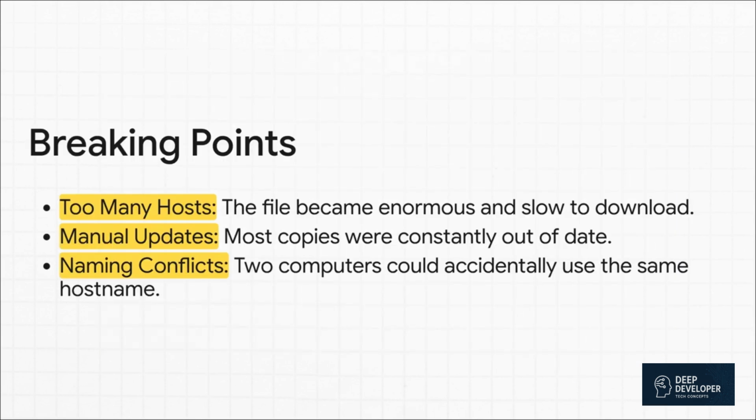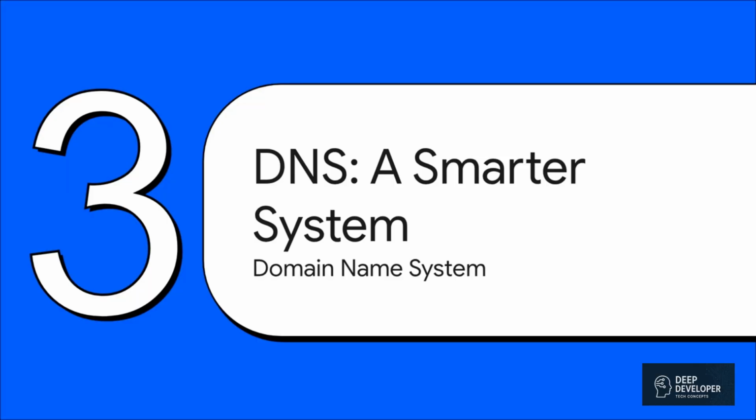The whole system was failing in three major ways. First, there were just too many hosts. The hosts.txt file got massive, and it took forever to download. Second, because the updates were manual, almost nobody ever had the latest version. And third, you started getting naming conflicts, where two different groups would accidentally try to use the same hostname, and there was no central referee to sort it out. The network was in trouble, and it needed a hero. And luckily, it got one.